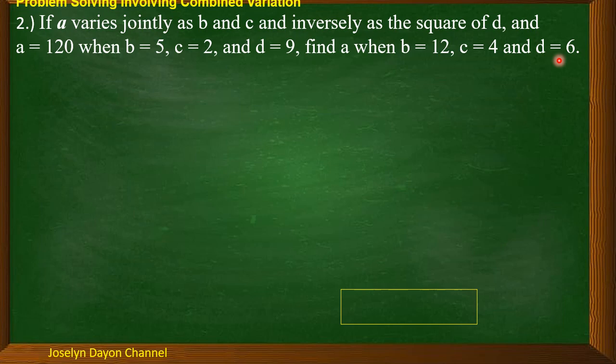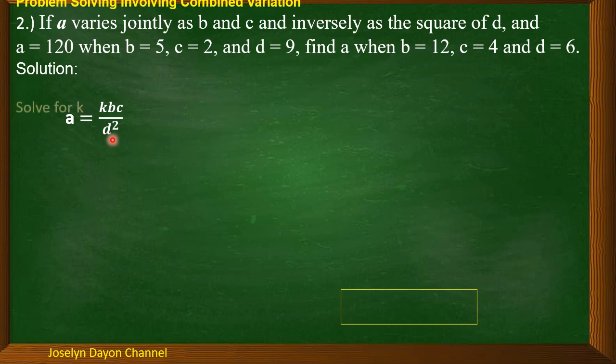So same with example number 1. First, we have to translate the statement. A varies jointly as b and c and inversely as the square of d. So the translation for this statement is, we have a equals kbc, inversely as the square of d, so we have here over d squared.